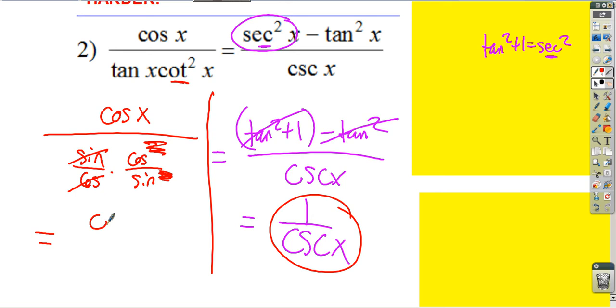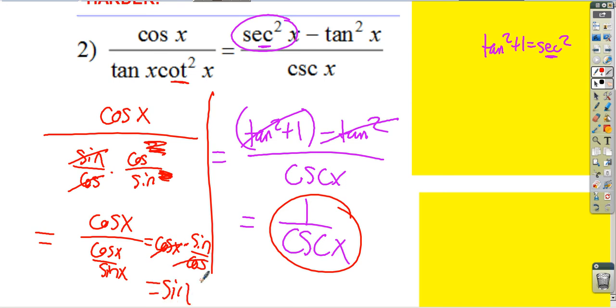So we're left with cosine of x over cosine of x over sine of x. And dividing by that fraction is like multiplying by the reciprocal. The reciprocal of cos over sine is sine over cosine. Those will cancel and we're left with sine. And now let's go back to the right side. 1 over cosecant is the same thing as sine.